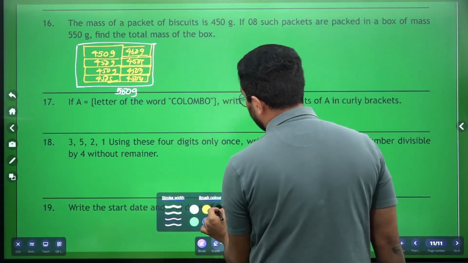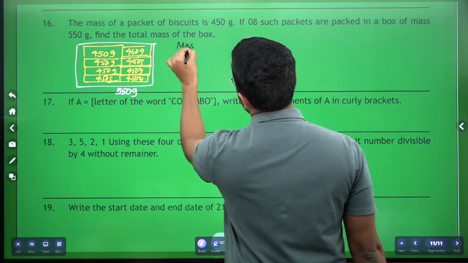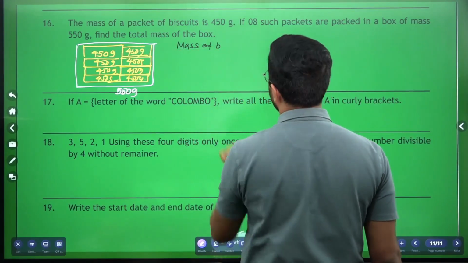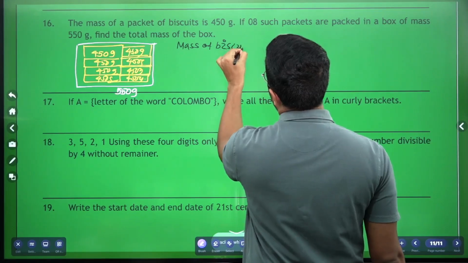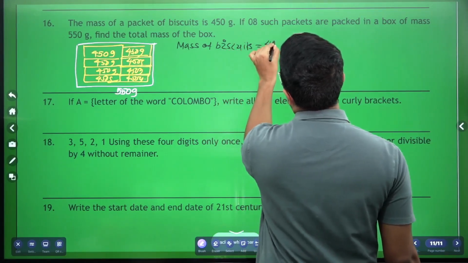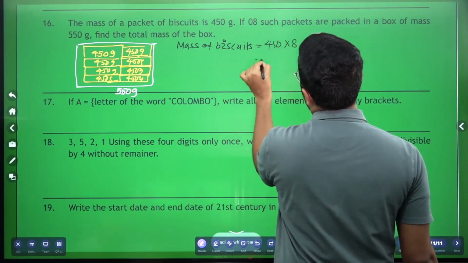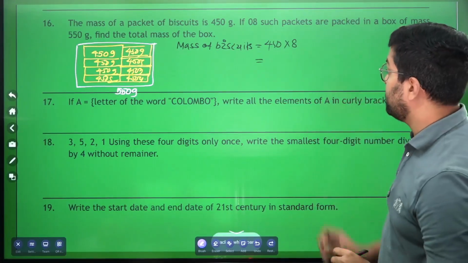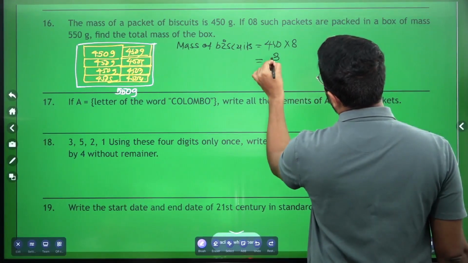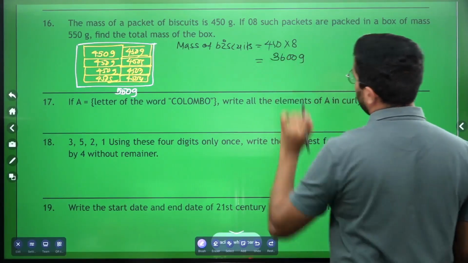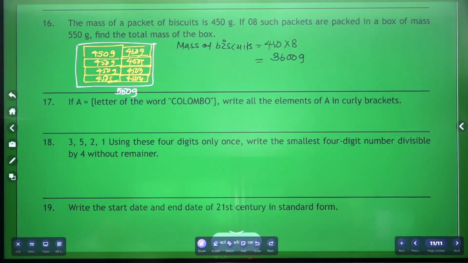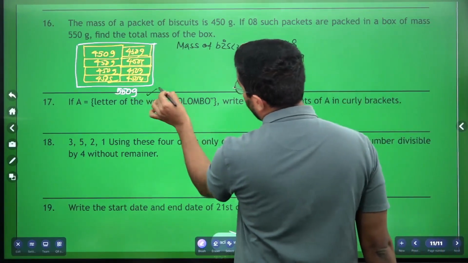Let's find the mass of the biscuits. 450 times 8. What is the mass of all these biscuits? Is that 3,600 grams? So the mass of all these 8 biscuit packets is 3,600 grams. On top of that, we have to add the mass of the box as well.